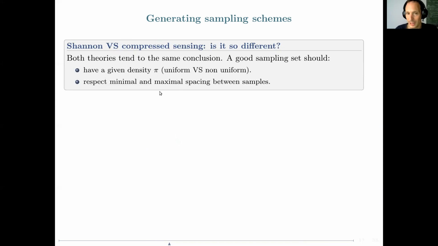But first, let me say a word that is not so common. Are Shannon and compressed sensing so different? I am not so sure, at least in terms of what a good sampling set is. In both theories, a good sampling set should have a given density pi, which is uniform in the case of Shannon sampling theory and non-uniform in the case of compressed sensing, and respect minimal and maximal spacing between the samples.